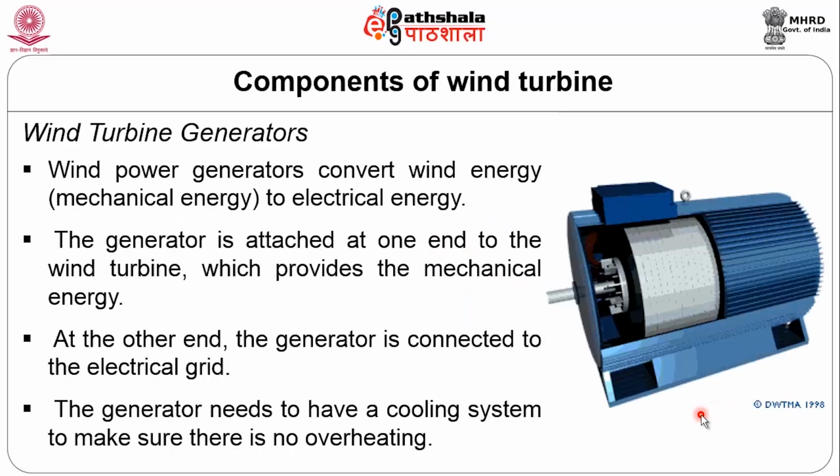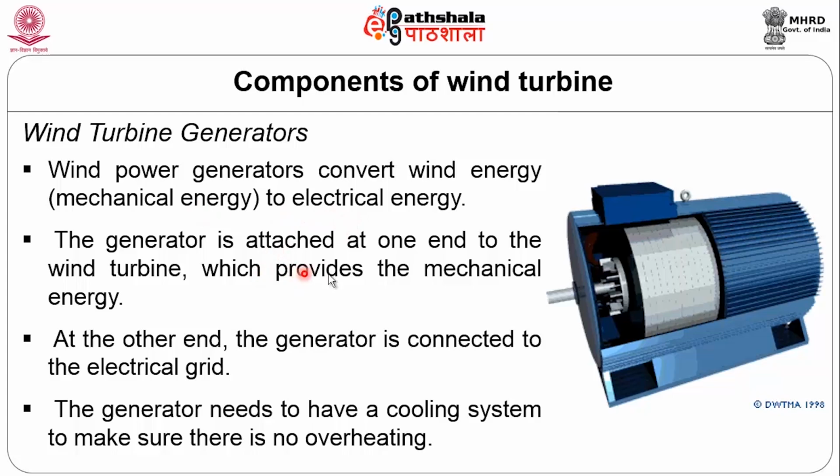And this is about the wind turbine generator. Here the generator rotates, and the high speed shaft is connected with the generator. It rotates in the order of 1500 to 1800 RPM. The wind power generators convert wind energy, that is mechanical energy, to electrical energy.